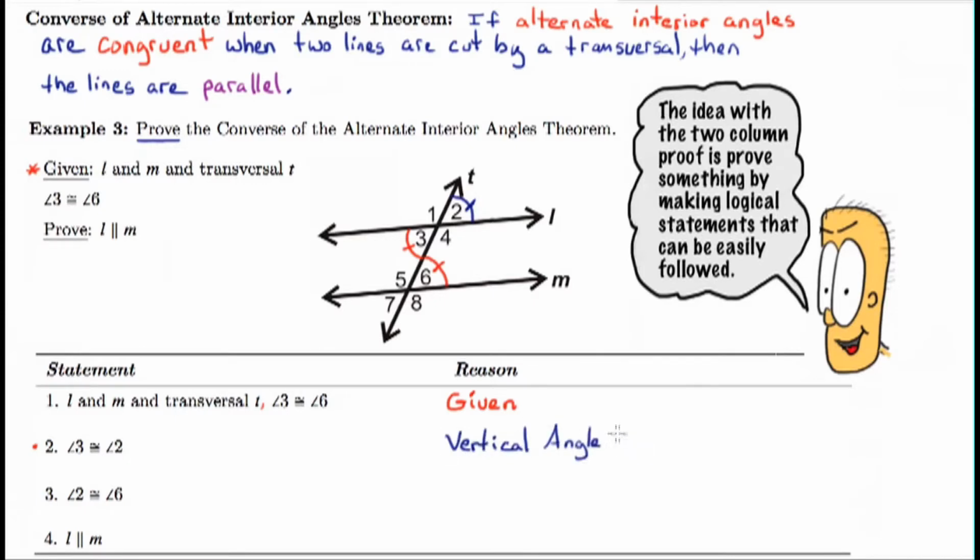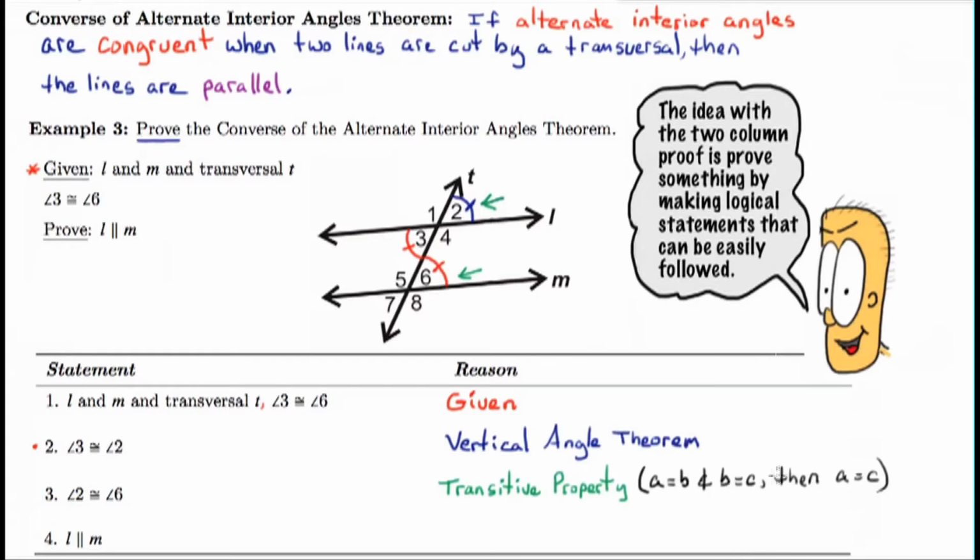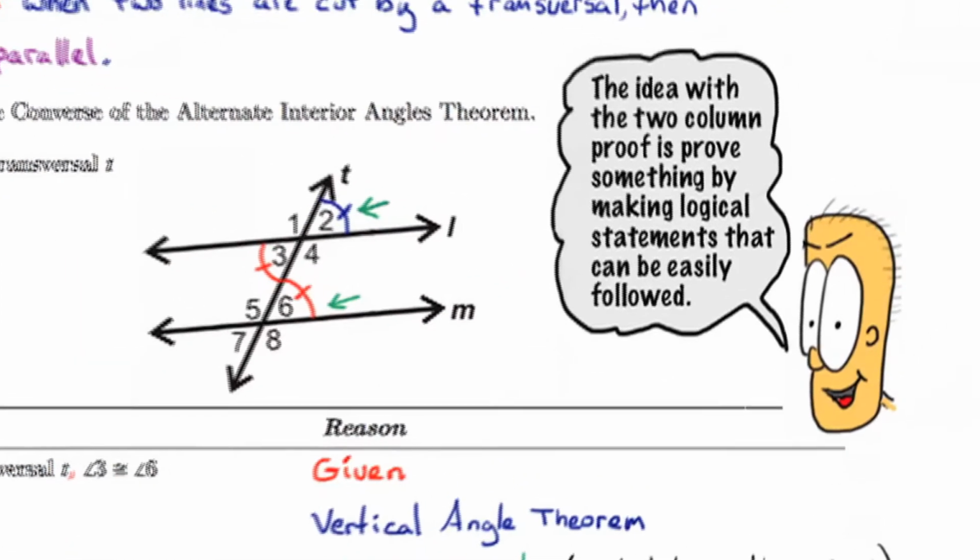Then we can say angle 3 is congruent to angle 2 because of the vertical angle theorem, and we know those two measures will be equal. Then we can say angle 2 is congruent to angle 6 because of the transitive property, which says that if A equals B and B equals C, then A equals C. And then now we can say that the two lines are parallel because of the converse of the corresponding angles postulate, which is our axiom or our statement of fact.